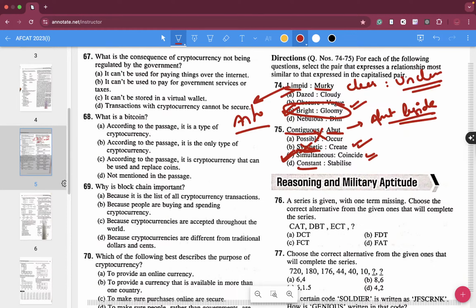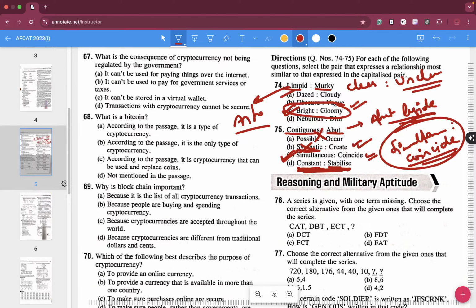Right? Constant. Constant means what? Okay, never changing. Stabilize. Right? Sounds the same, right? Okay, constant, which is not changing. Stabilizing, right? Which is stable or something like that, right? Okay, so it seems like the right one, but yeah, okay. I think more correct over here is simultaneous is to coincide, in my opinion, right? Okay, but yeah, D: constant is to stabilize. Constant means not changing. Stabilize means what? Okay, something that is stabilized.